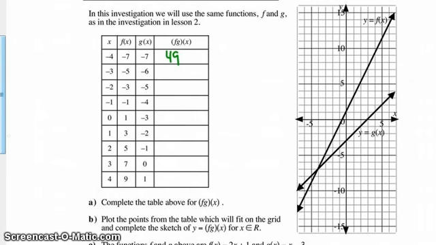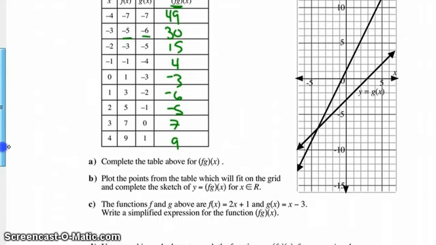So hopefully, as you made sense of your table of values for f times g of x, you simply said, well, I know what that means. That means I should take the two y values and simply, because it's f times g of x, multiply them together. So that would be positive 30, and this would be 15, and that would be 4, and this would be minus 3, minus 6, minus 5, 7, and 9. And now we've completed the table, and we plot those points on the graph at the side.